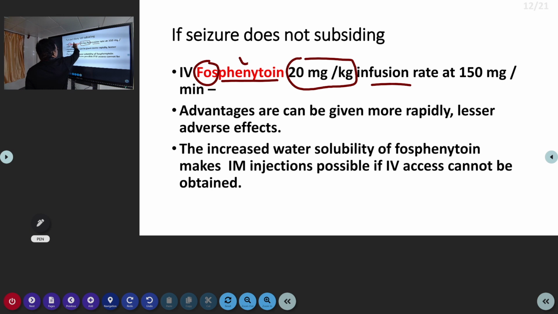Fosphenytoin can be given very fast, within 30 minutes. But phenytoin should be given very slowly, 45 minutes to 1 hour. If possible, these patients should be monitored with cardiac monitoring, because rarely these drugs can produce arrhythmias.